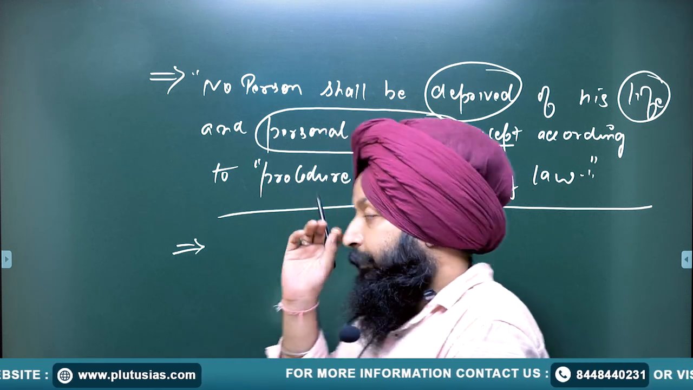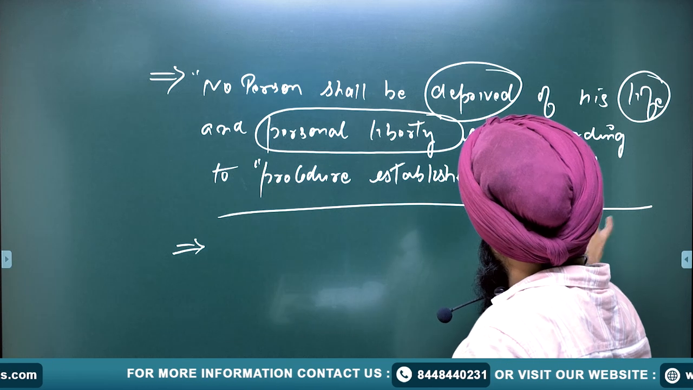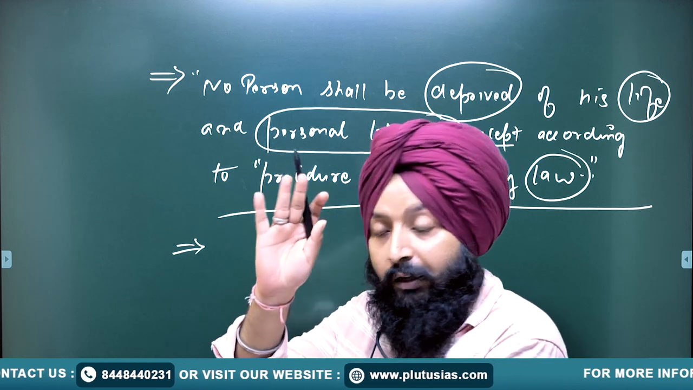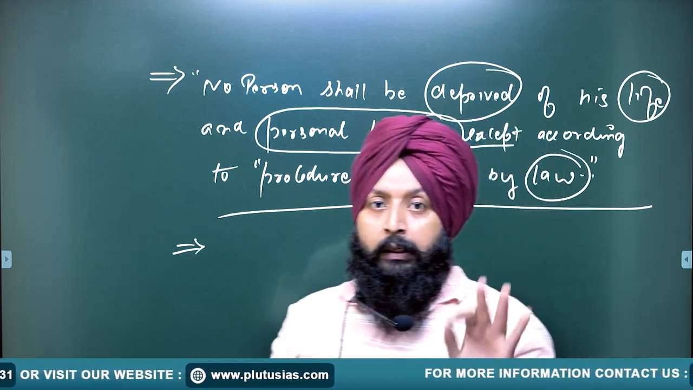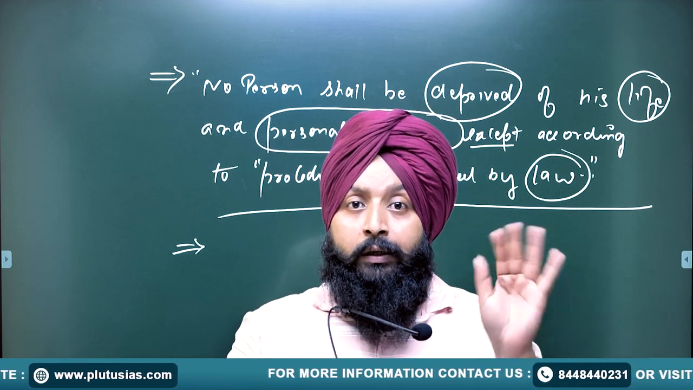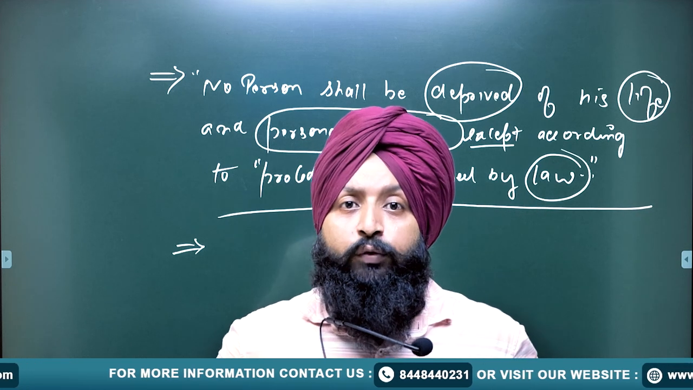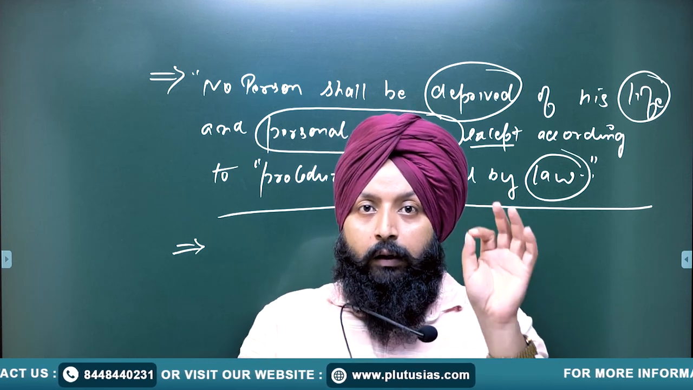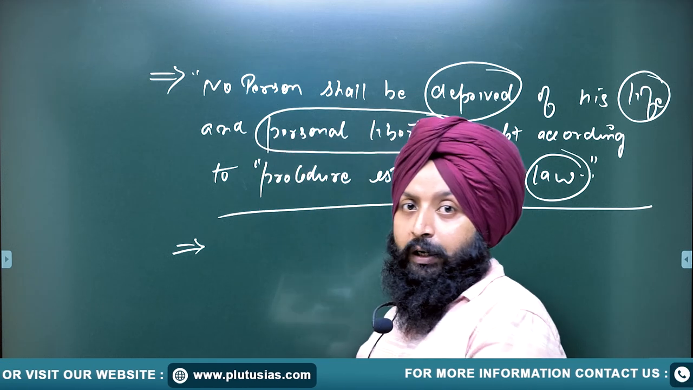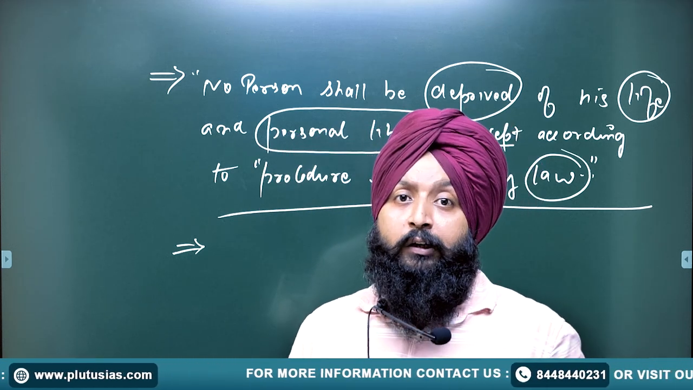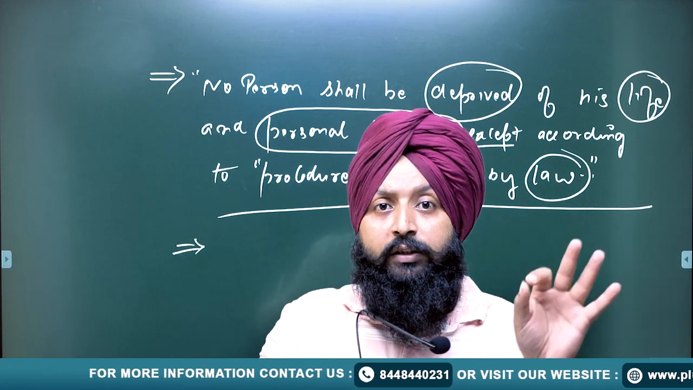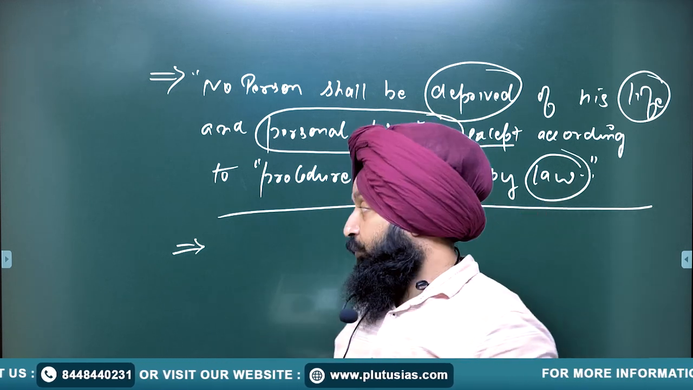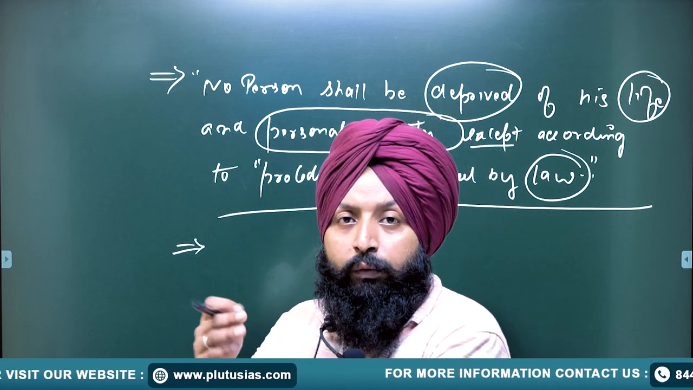Now the question arises: the article states that nobody can be deprived of his life and liberty except according to procedure established by law. So can the state, by passing a law, irrespective of whether the law is just, fair and reasonable, deprive an individual of his life and personal liberty? This question intrigued the court from the very beginning.